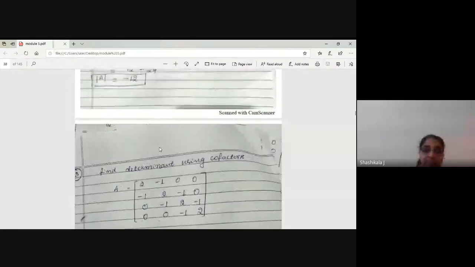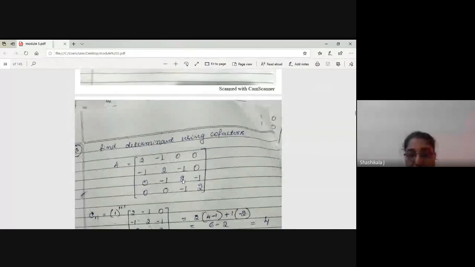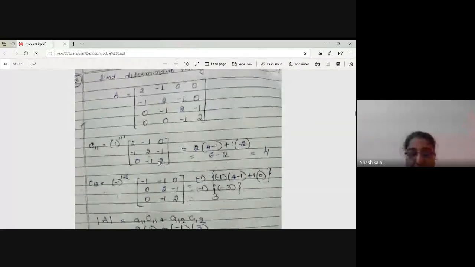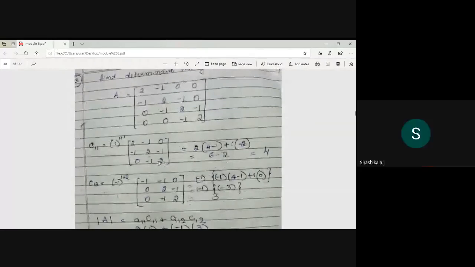Okay. Similarly, can you do this? Find the determinant using cofactor. Here, how many cofactors, C11 and C12, do you need to calculate? Please do it fast and tell me the final value. Send your answer through chat.